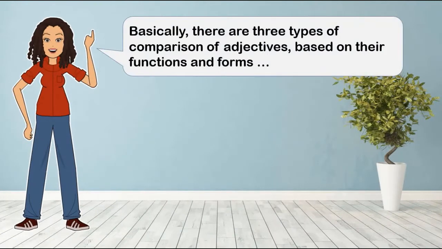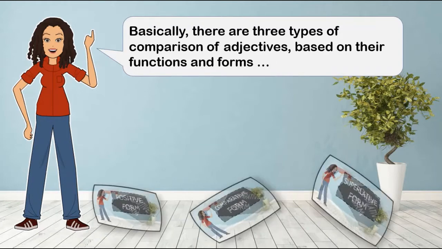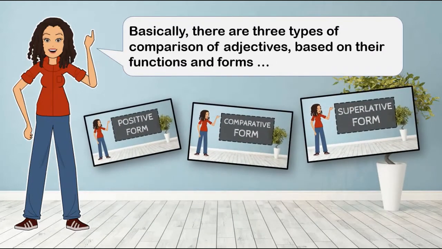Alright, so basically there are three types of comparison of adjectives based on their functions and forms. In this opportunity, I will tell you the three types. The first one is the positive form, and then the comparative form, and the last one is the superlative form. Let's go to the first type.